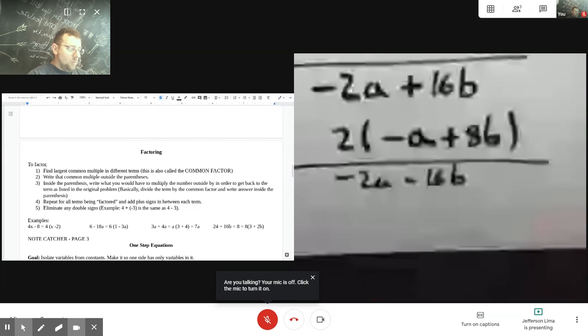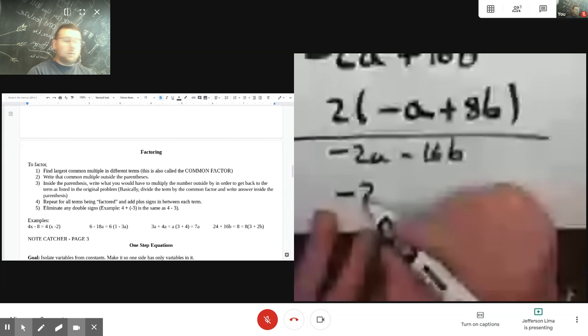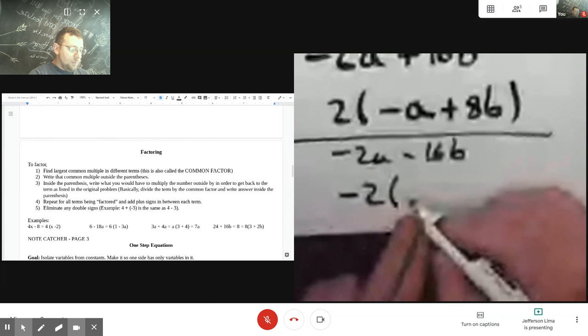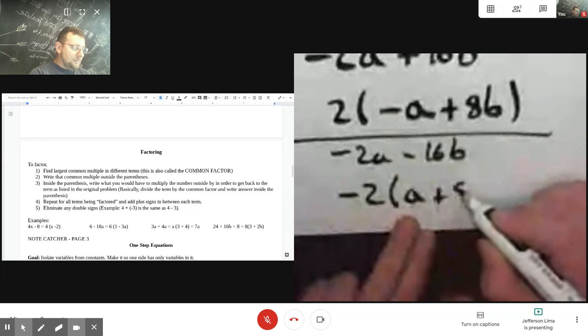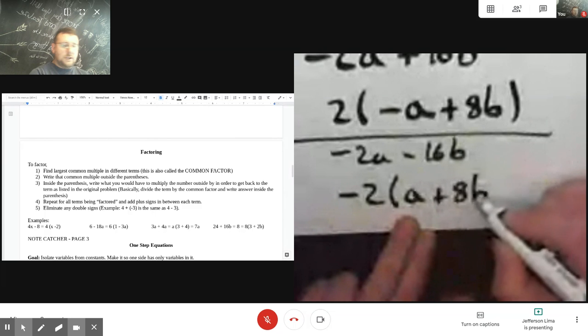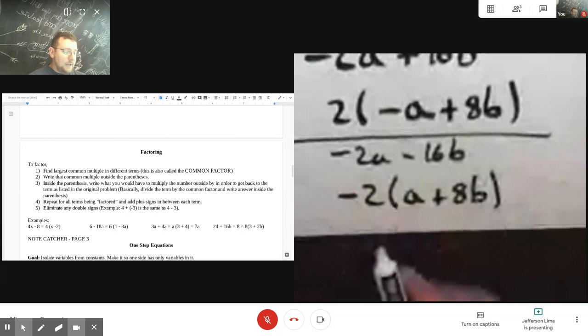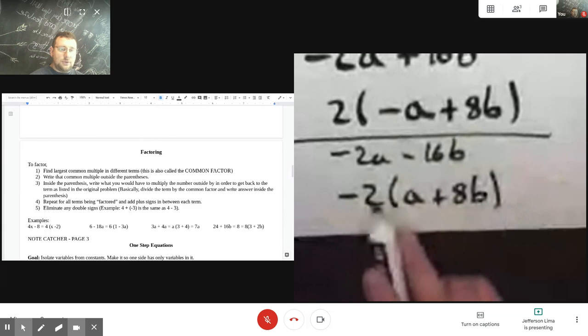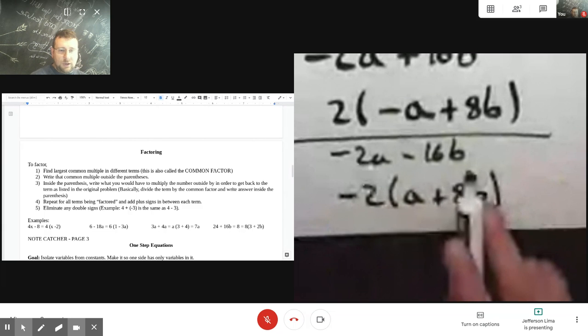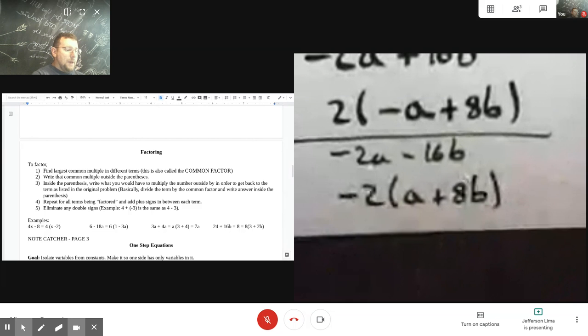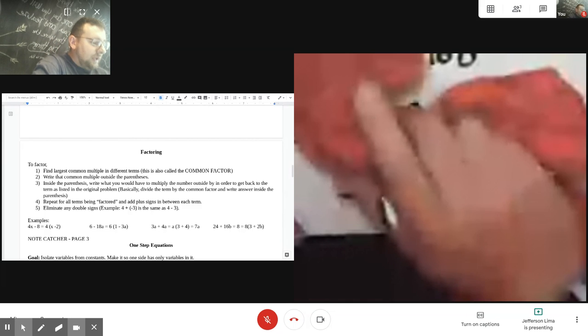Okay, so what I would do if that was the case, instead of pulling the 2 out, I would pull negative 2. And then I will have a plus 16b on the inside. And you can check that. Negative 2 times a, negative 2a. Negative 2 times 8b, negative 16b. So it works out. And so, by the way, you can also factor out a variable. It is possible that sometimes that will happen.